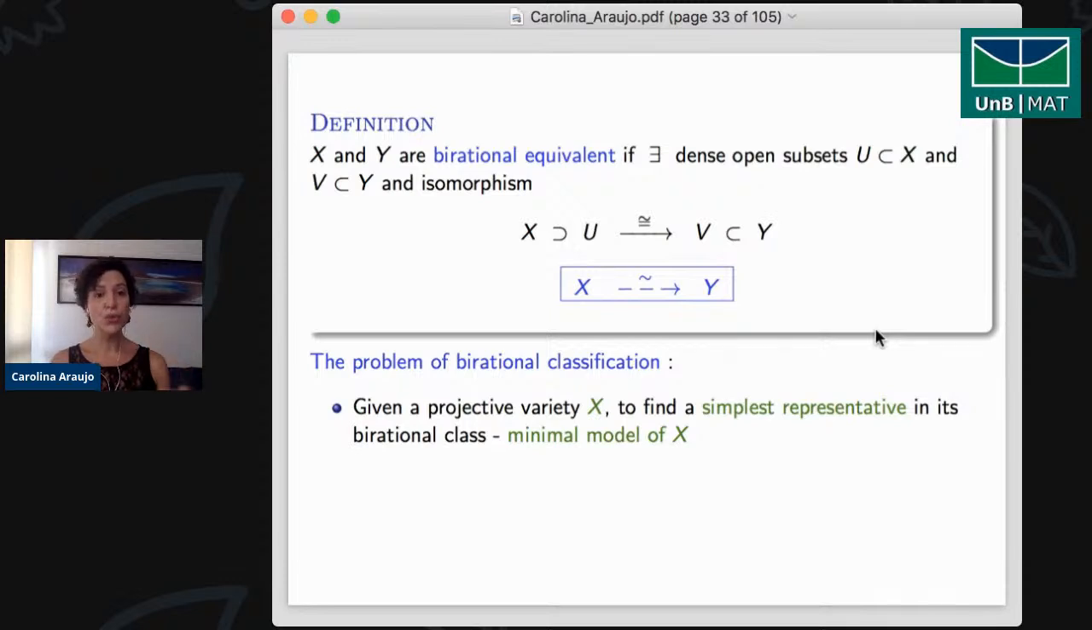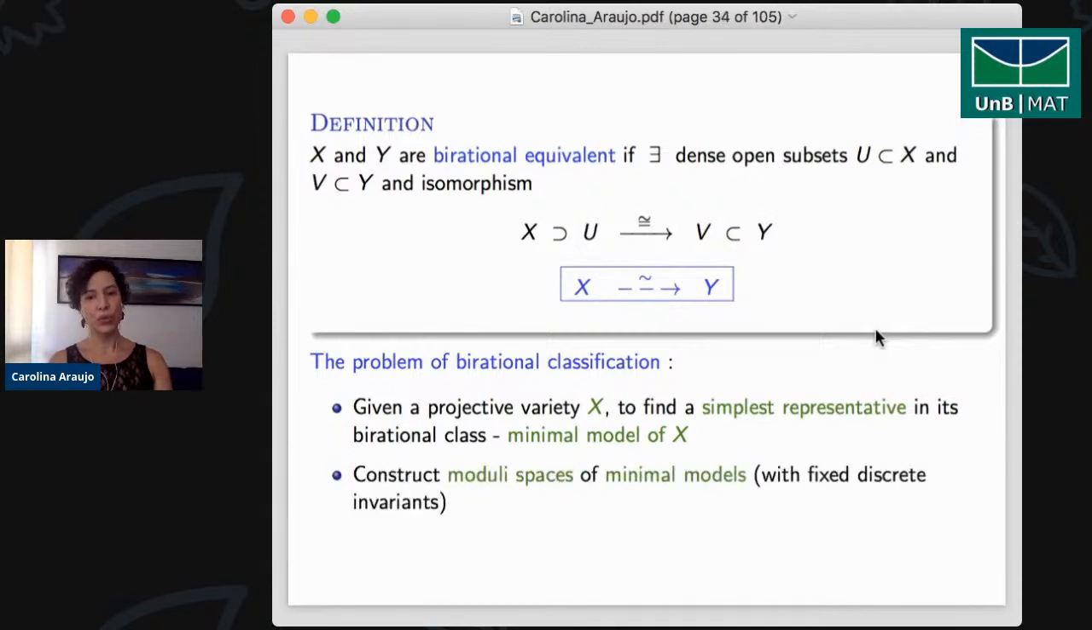So there are two steps. In the first step, if you give me a projective variety, the first thing I want to do is to find a simplest representative in its birational class. This is what we call a minimal model. For instance, if I had P2 and the surface obtained by blowing up a point in P2, it's very easy to argue that P2 is simpler than its blow up. So in this case, we would choose P2 as a simplest representative, although there are other possible choices. I will come back to that.